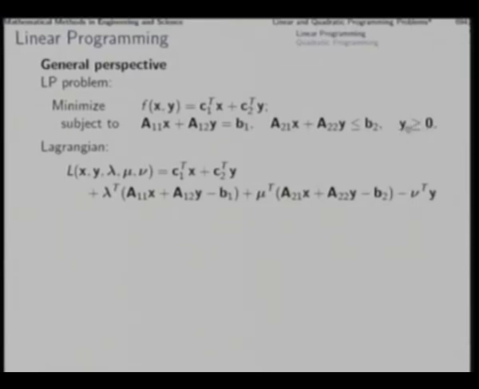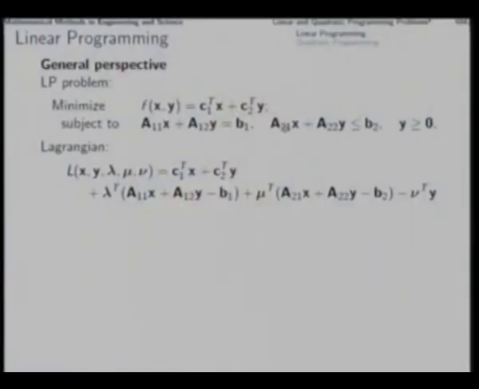If you try to write them in the standard form, you will write minus y less than or equal to 0, if you want to put it in the less than or equal to style. Similarly, this will be written as a21 x plus a22 y minus b2 is less than or equal to 0. Similarly, this is a11 x plus a12 y minus b1 equal to 0, equality constraints.